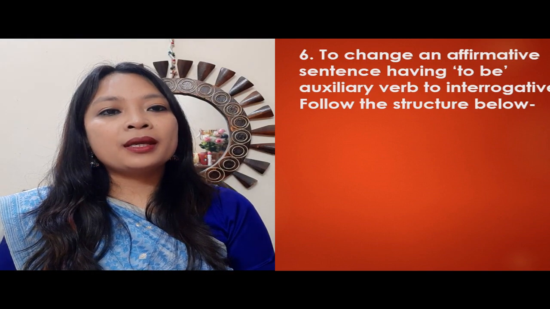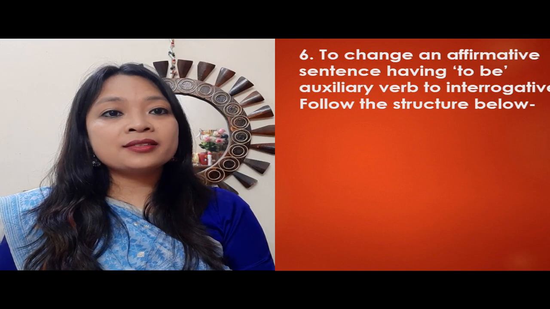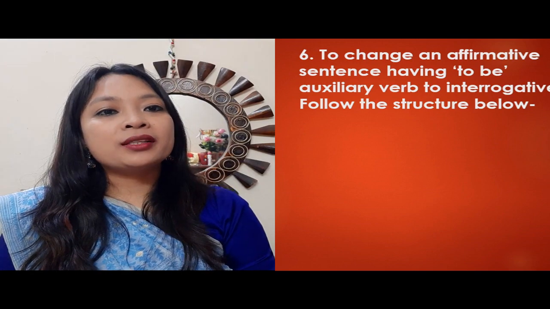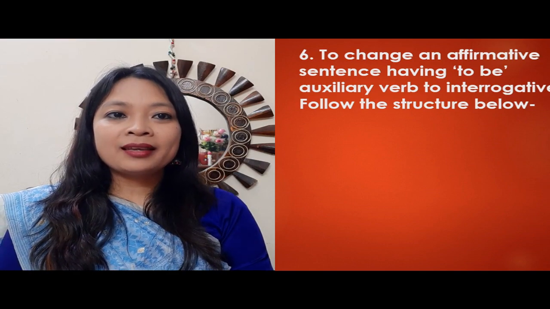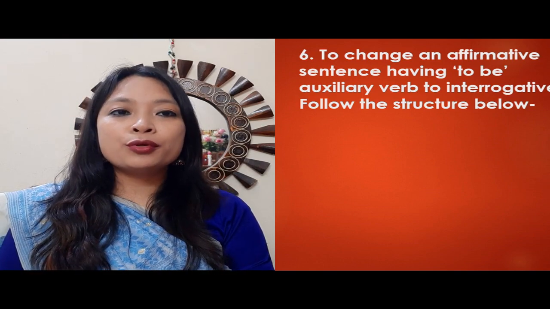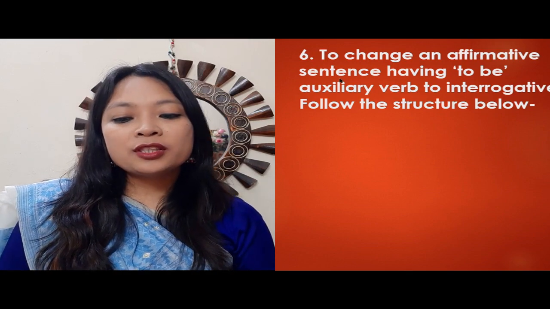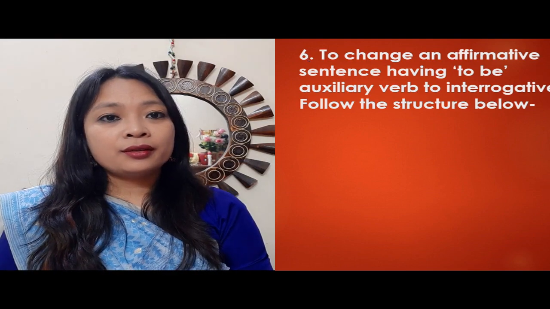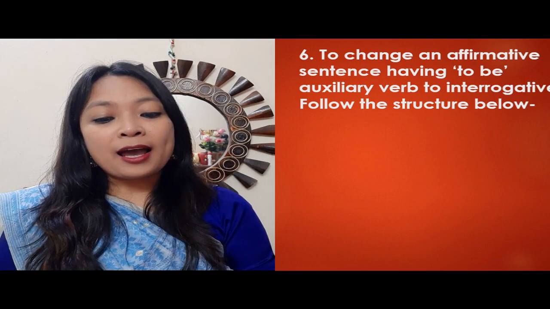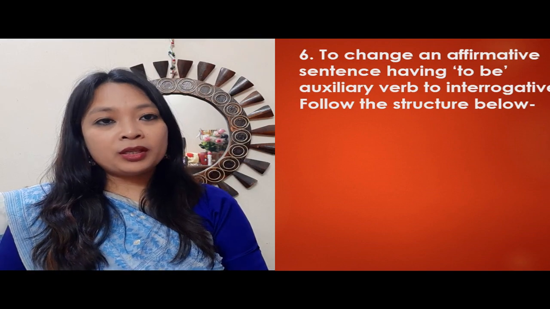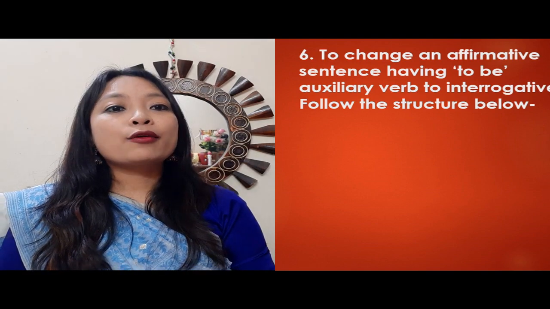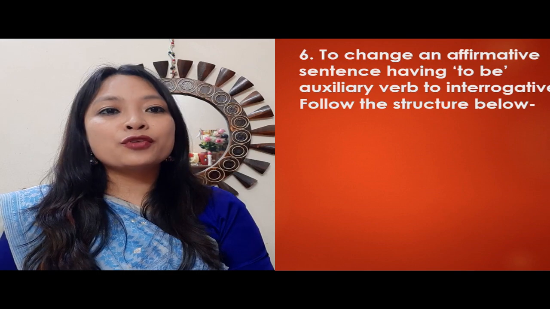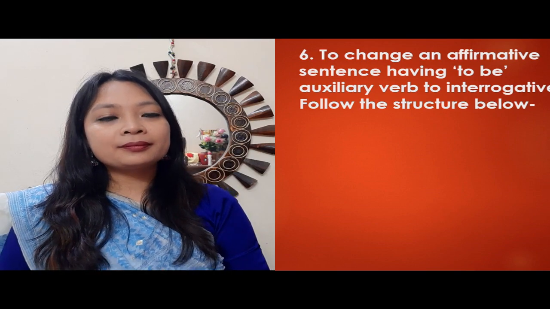In our last lecture, we have been discussing the rules of changing sentences from affirmative to interrogative, and we have already discussed up to rule number 5. And today we will start our discussion from rule number 6. Dear boys, look at this point in rule number 6. What do we have in rule number 6? If you have a to be verb, or to be auxiliary verb, in our affirmative sentence or assertive sentence, then how to change this sentence from affirmative to interrogative?